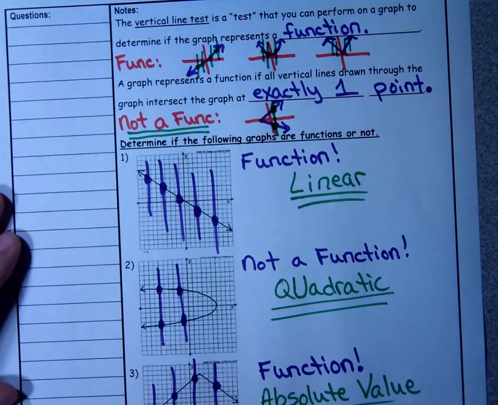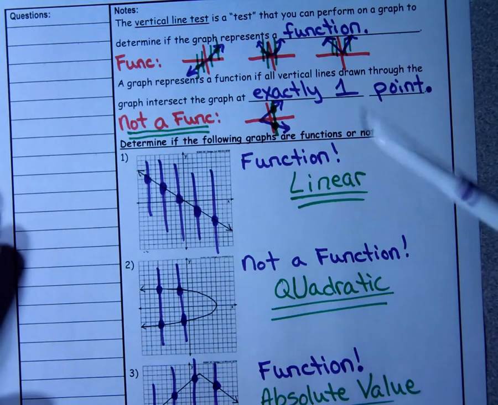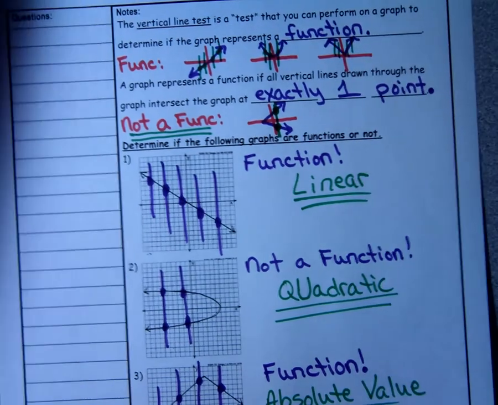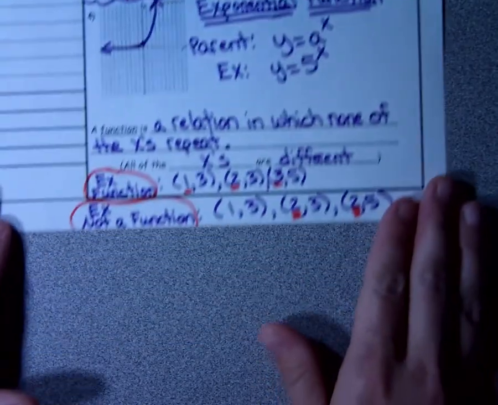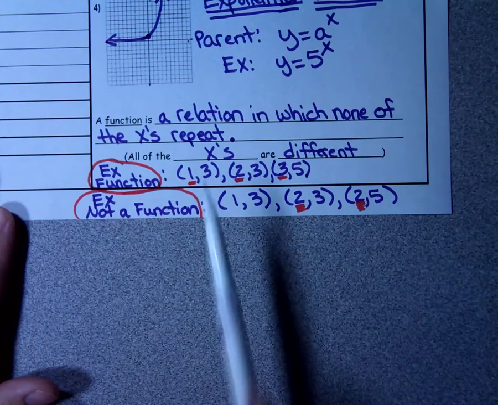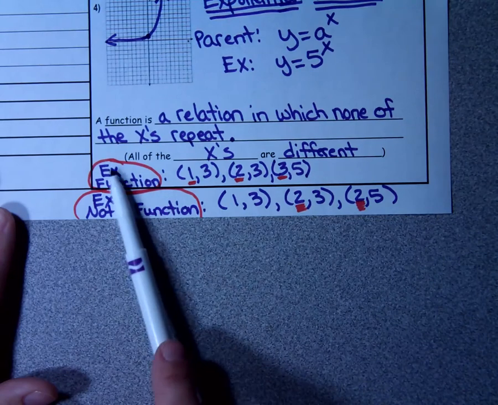So the vertical line test, very easy to use. If a vertical line crosses the graph more than once, it's not a function. If the vertical line doesn't cross more than once, it is a function. And as far as looking at ordered pairs are concerned, if you ever see an x repeat, then it will not be a function. And if the x's don't repeat, it will be a function.